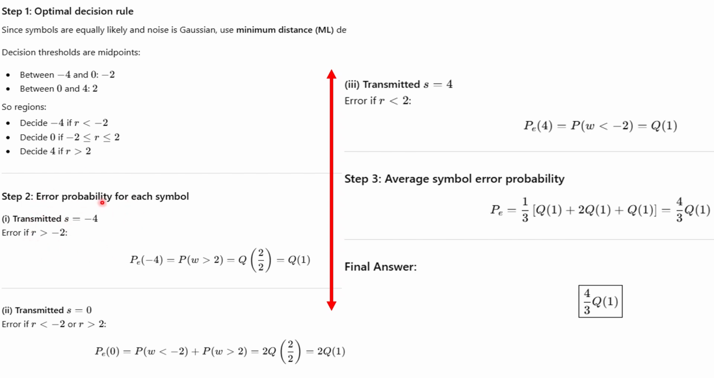So whenever you are transmitting -4, R should be less than -2. In that case the probability of error for -4 will be Q of 2 by 2, that is equal to Q of 1. And similarly for the second case, where R is in between -2 and 2, that will be 2 times Q of 2 by 2, again 2 Q1. Similarly for the last case it will also be Q of 1. So the total average symbol error probability will be 1 by 3 times the sum over the first region, second and third, right, both. So this will be 4 by 3 Q1, so the final answer is 4 by 3 Q1.